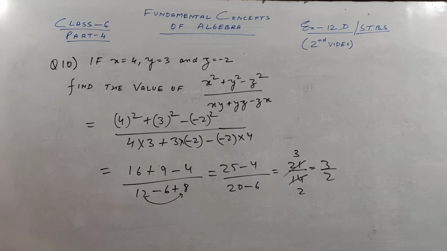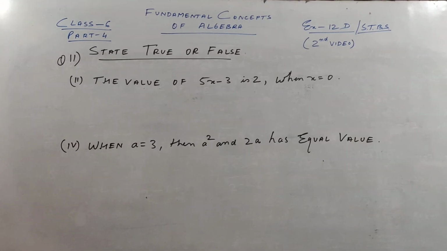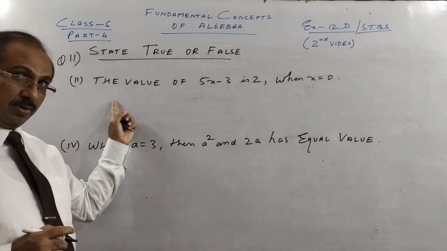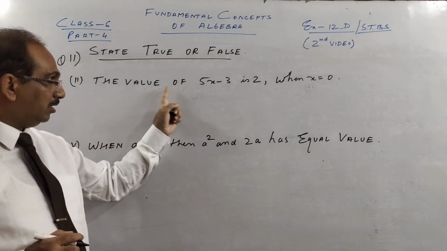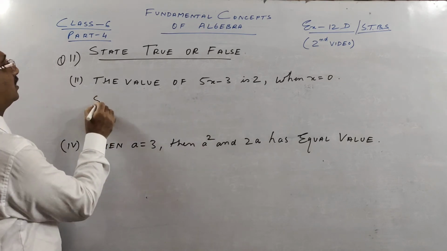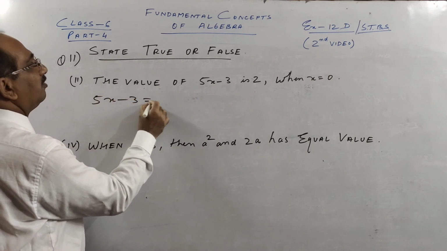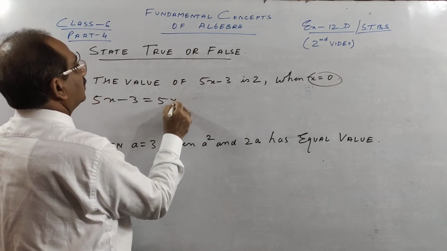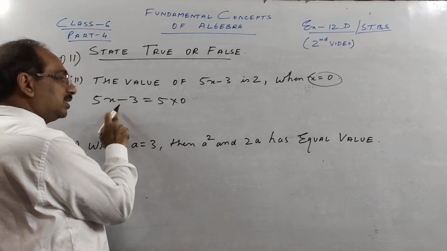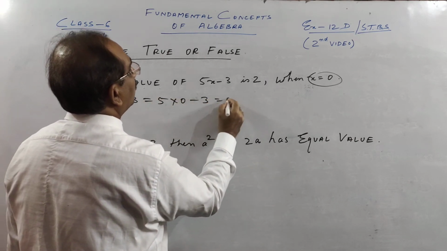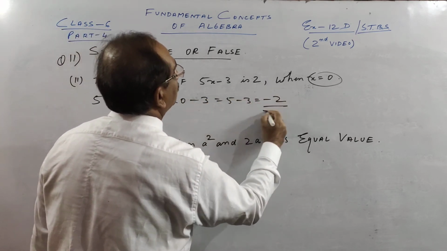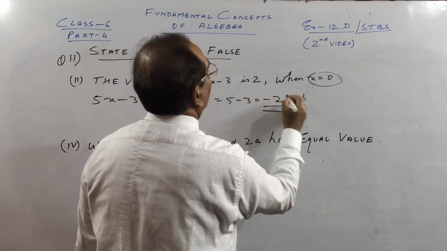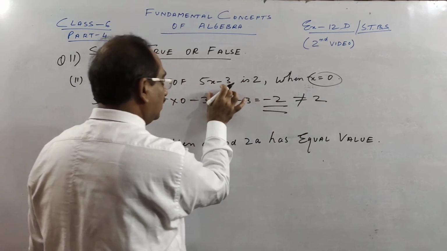or false. So the last question of this session, children, is true or false. So see here, read the question properly. The value of 5x minus 3. Let us find 5x minus 3. In place of x, write 0. X is 0 given. So we substitute x as 0. So 5 times 0 minus 3, children, is minus 3. So value of 5x minus 3 is minus 3, which is not equal to 2. Question is saying is 2.